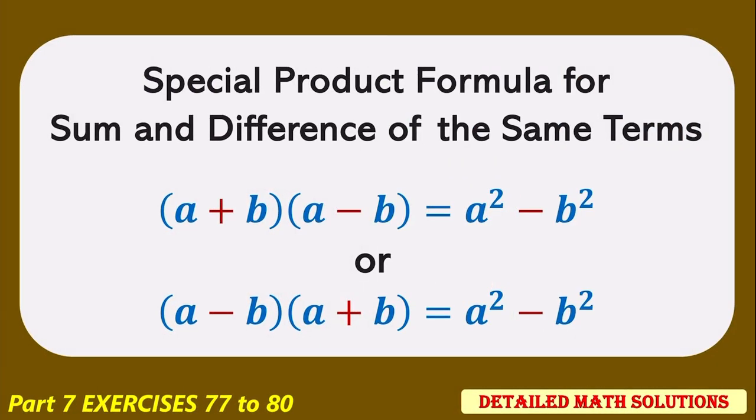To solve these exercises I'm going to use the special product formula for sum and difference of the same terms, (a plus b) multiplied by (a minus b) equals a squared minus b squared. This formula can also be written as (a minus b) multiplied by (a plus b) equals a squared minus b squared. I'm going to use the formula written in both ways to solve the following exercises.